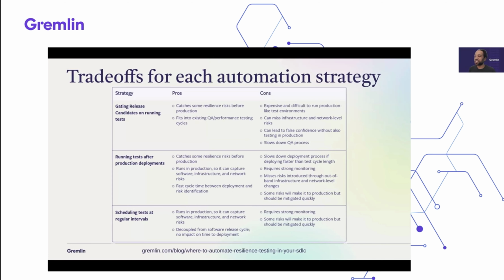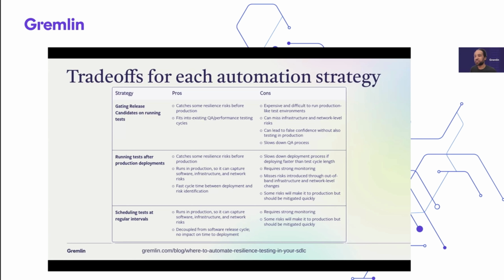So I know this is a big table. I'm sorry for all the text. It's a lot to go through. So if you would like to pull this up on your own, you can use the link on the bottom, gremlin.com/blog/where-to-automate-resilience-testing-in-your-SDLC, to see this for yourself. But I just wanted to include this slide to show how these methods compare against each other. This is basically a summary of what I just mentioned, presented in a single table.